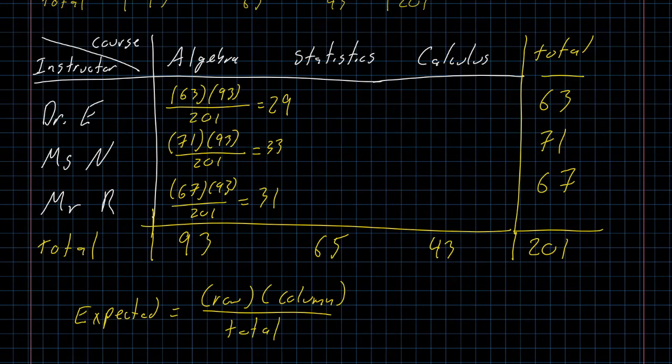I'm not going to write out the calculations for all of these because I don't quite have enough room. But let's take a look at just one more here. 65, writing this in the other order, sorry about that. 63 students who took Dr. E times 65 students who took statistics divided by 201 total students gives us an expectation of 20 students taking Dr. E for statistics.